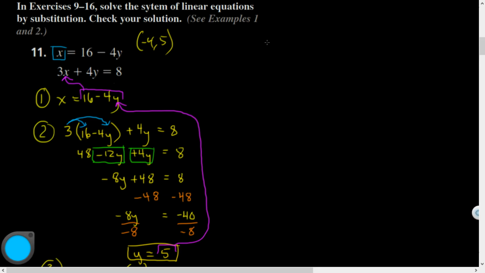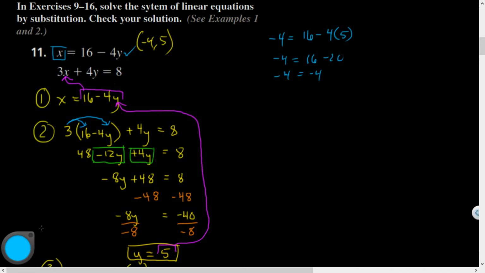All right, so let's plug it into the first one, -4 for x and 5 for y. So is -4 equal to 16 minus 4 times 5? Let's just PEMDAS this. 16 minus 20, -4 equals -4. All right, so it works. It works in the first one. But there are infinitely many points on that line that equation is represented by.